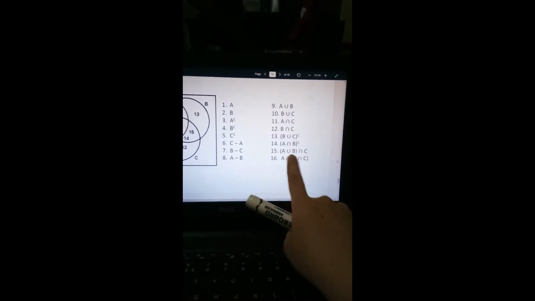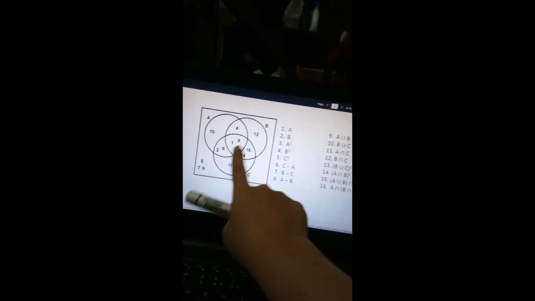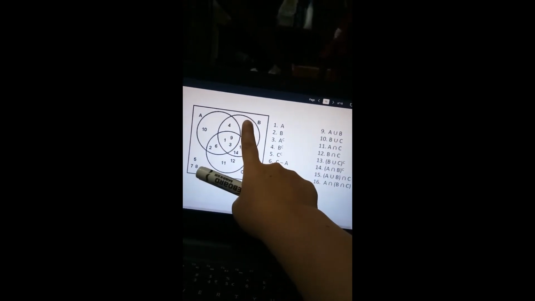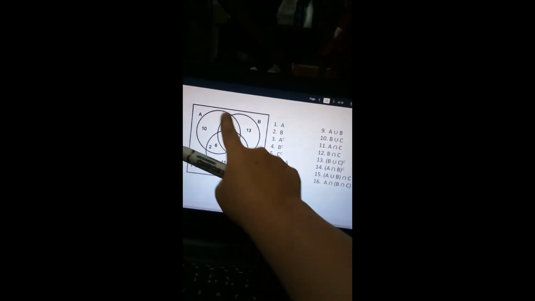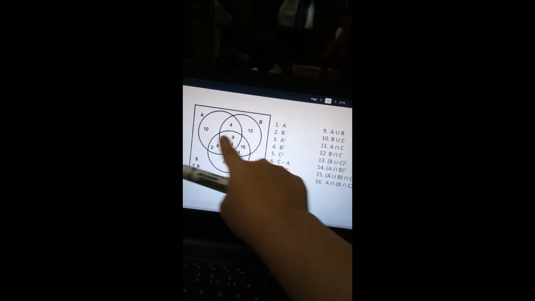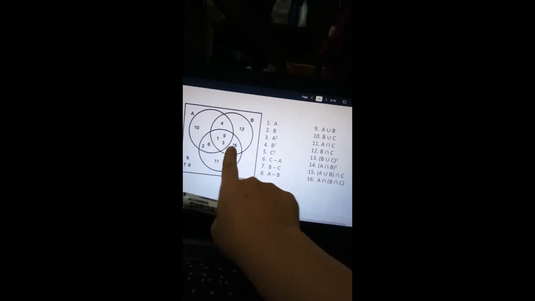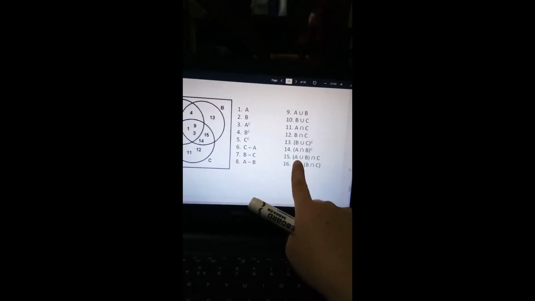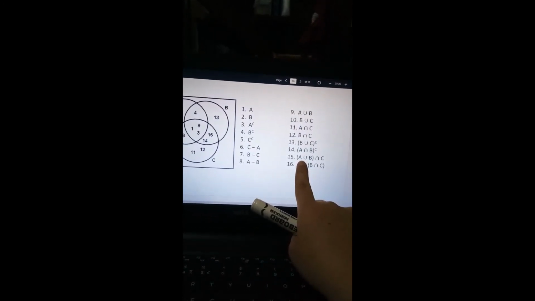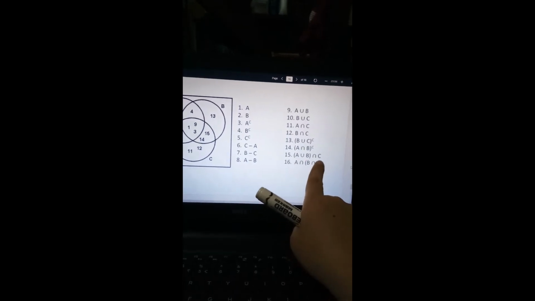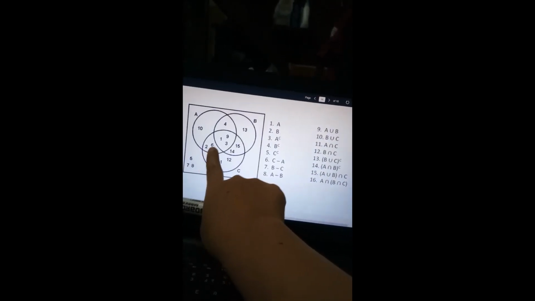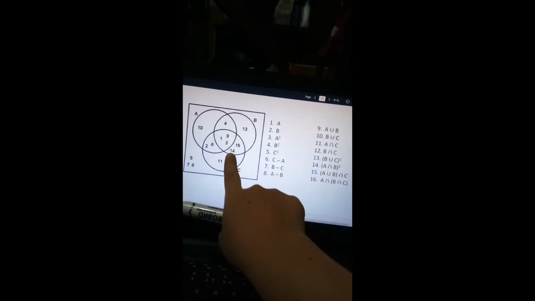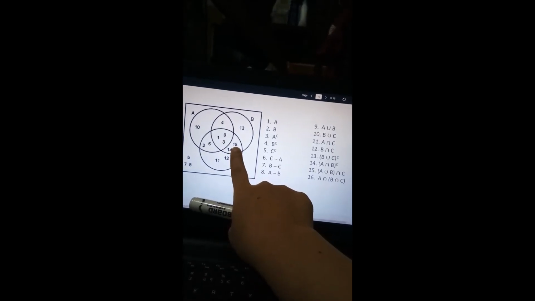O, next, dito. A union B. Ito ang A union B. I-intersect mo dyan siya sa set C. Ano ba yung common ng ito? Diba itong region na to? So, the answer for number 15, A union B, you intersect it with set C. Okay, the answers would be 2, 6, 1, 3, 9, 14, and 15.